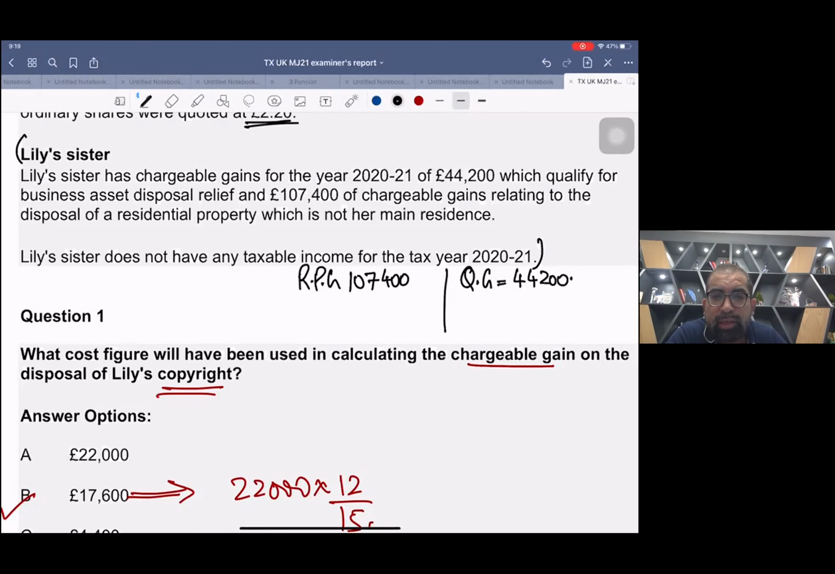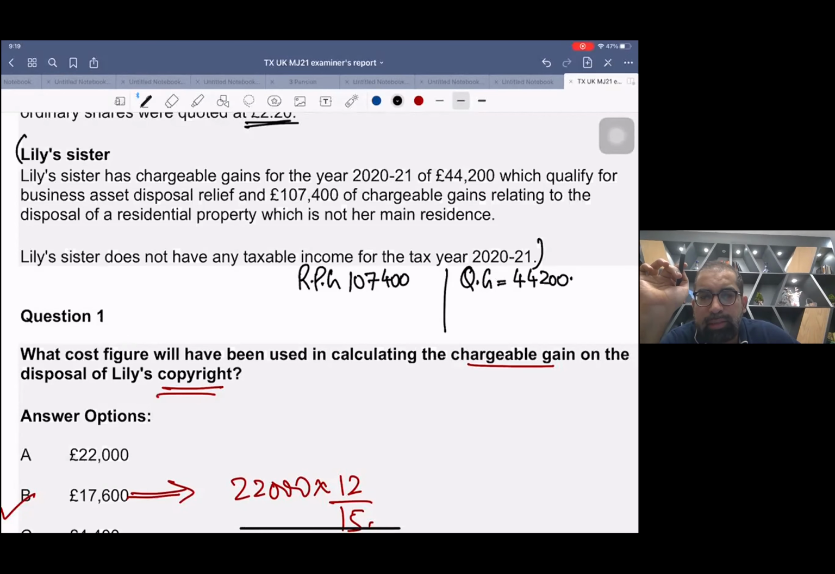Lily's sister has chargeable gains of 44,200, which qualify for business asset disposal relief, BADR, old entrepreneurs' relief. It's a qualifying gain. And 107,400 chargeable gains relate to a disposal of residential property, which is not her main residence. That means RPG, a gain on residential property. Even if you are not living in it, it's still RPG. Lily's sister does not have any other taxable income. Only two gains, no taxable income.